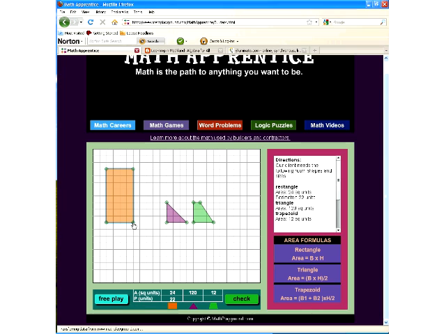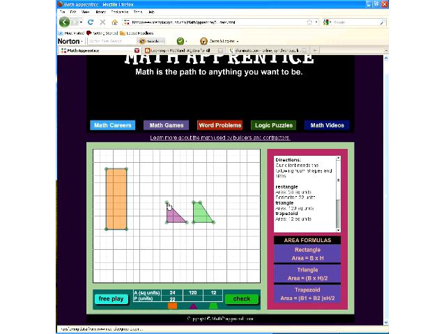Anyone want to give it a try? How about the rectangle? What should the dimensions be so that the area is 24 and the perimeter is 22? We could try 4 by 6. Will that do it? Kim wants to try 3 by 8. So we have 2 sides that are 8, that's 16, 2 sides that are 3, that's 6. 6 and 16 are, yes, 22. So that works for the rectangle.